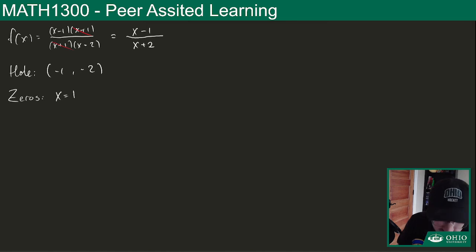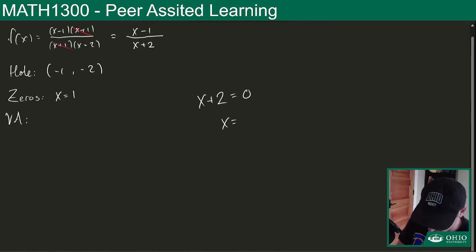All right, and so my next step is set the denominator equal to 0 and solve. These will be the vertical asymptotes. So I write VA for vertical asymptotes. If I set this equal to 0, I get x equals negative 2. So that's, again, easy enough. My vertical asymptote is x equals negative 2.